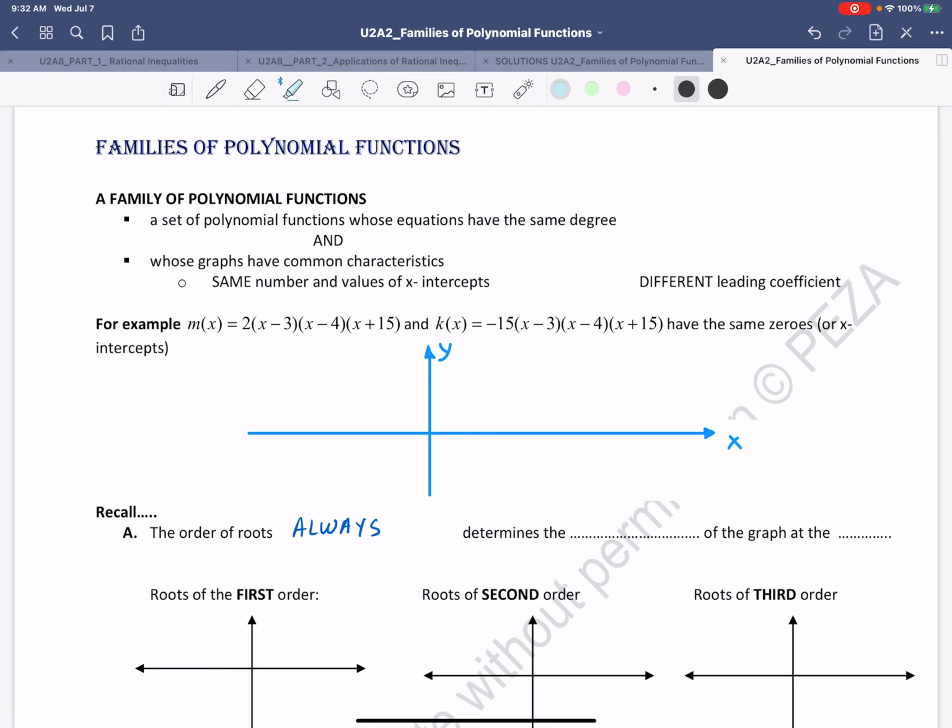Hello and welcome back to the second part of Families of Polynomial Functions lesson. In this part, we will focus on finding the equation of a polynomial function when certain features are given.